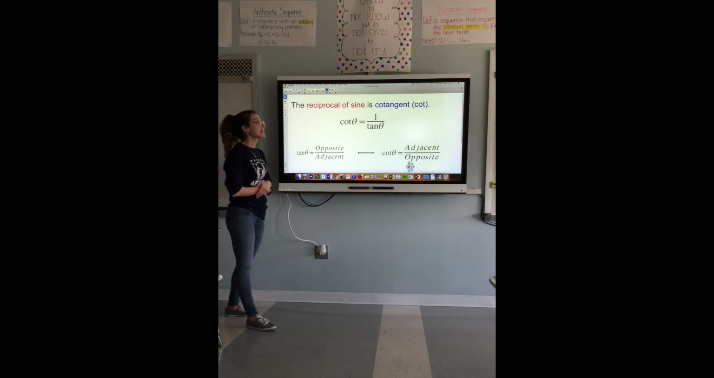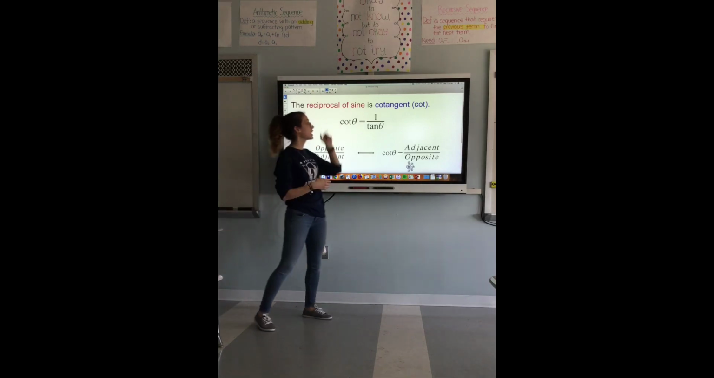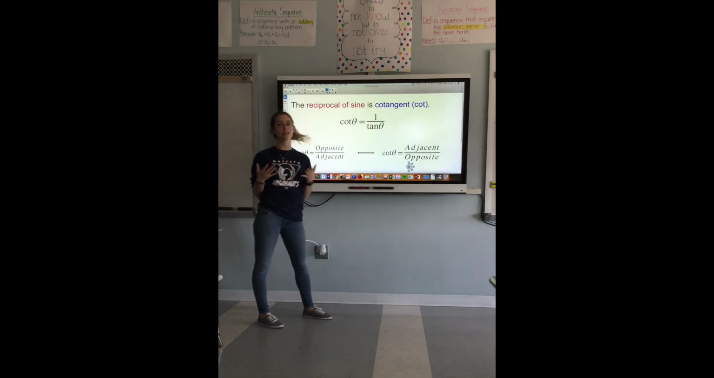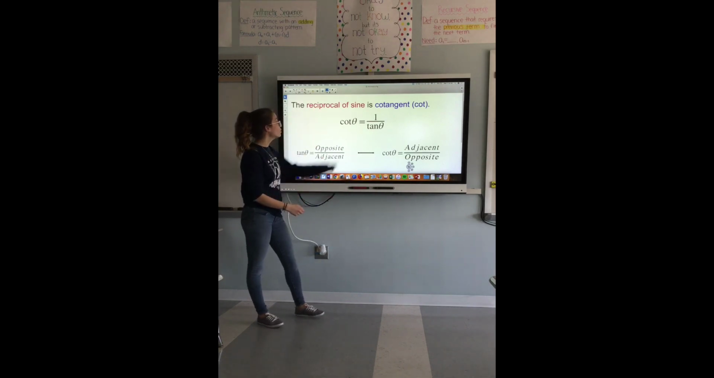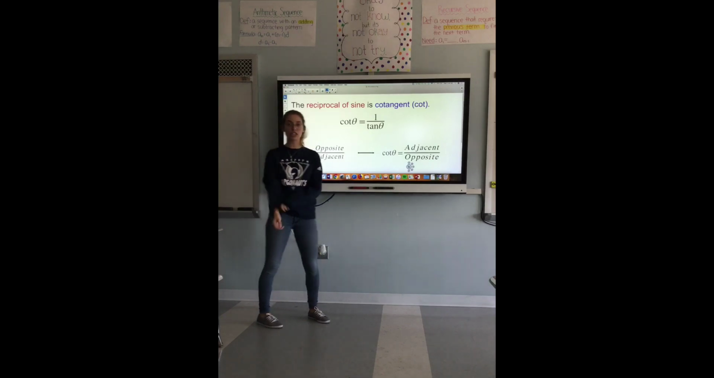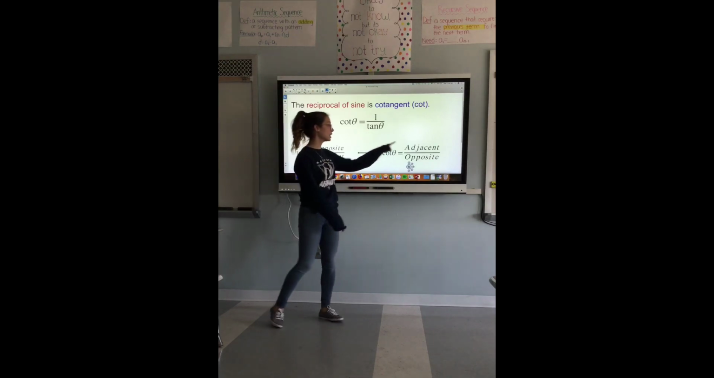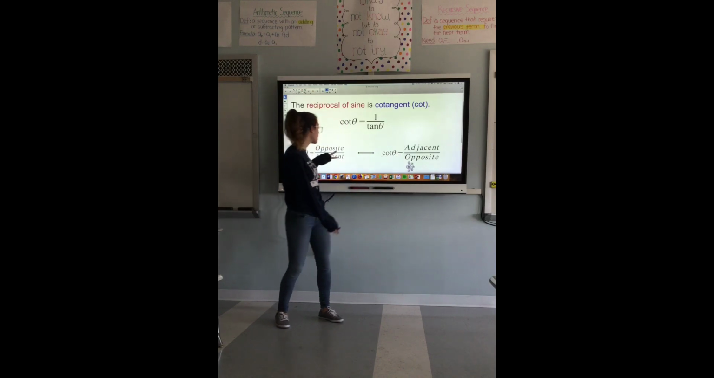Now the last one is cotangent. Cotangent is the reciprocal of tangent. It's kind of in the name there, so that's the easiest one to remember. So cotangent is 1 over tangent of theta, and if tangent is opposite over adjacent, cotangent is adjacent over opposite. So again, it's just kind of flipped.